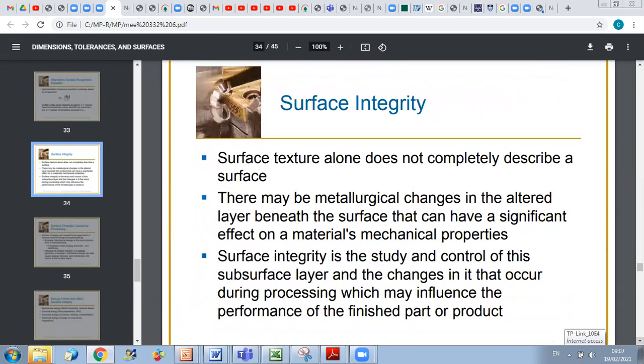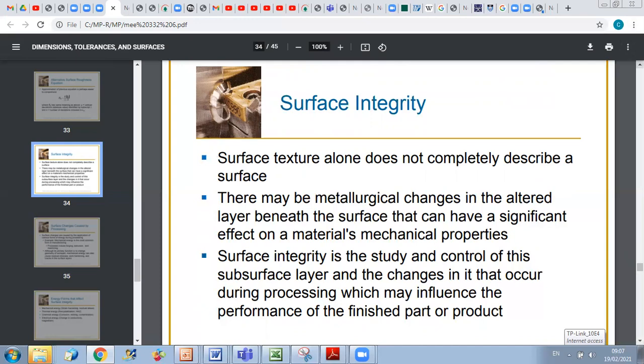We know that the surface texture alone does not completely describe a surface. There may be metallurgical changes in the altered layer beneath the surface that can have a significant effect on a material's mechanical properties. So, surface integrity is the study and control of this subsurface layer and the changes in it that occur during processing, which may influence the performance of the finished part or product.